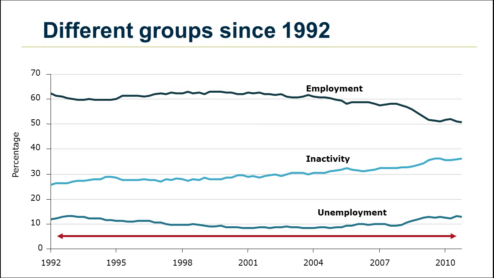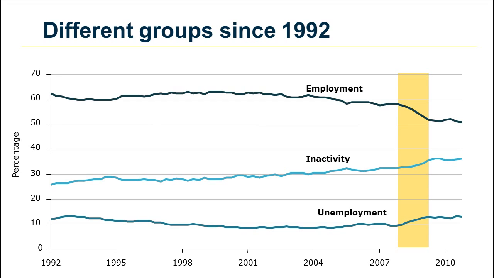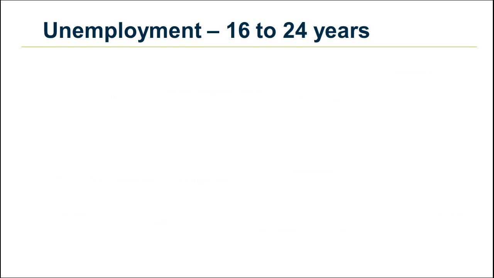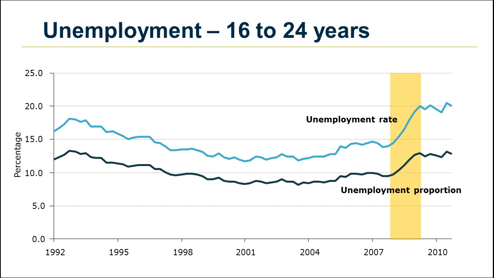This illustrates a situation similar to what we showed in the previous example, where unemployment is more or less the same. There has been a fall in employment and increases in inactivity. Focusing on the recent recession, we see a sharp fall in employment and increases in both inactivity and unemployment. If we return to our first graph, we see that before the start of the recent recession, the difference between the rate and the proportion was 4.6 percentage points, while in January to March 2011 it has increased to 7.2 percentage points.